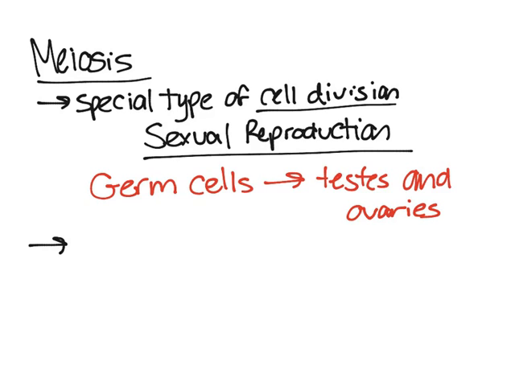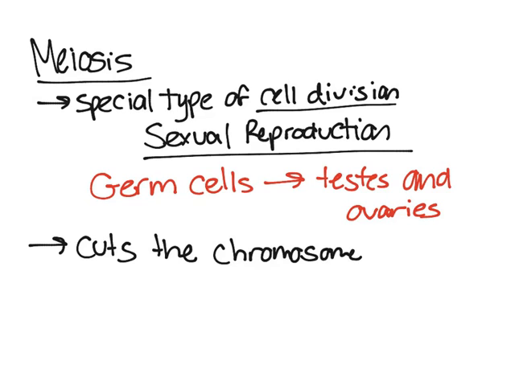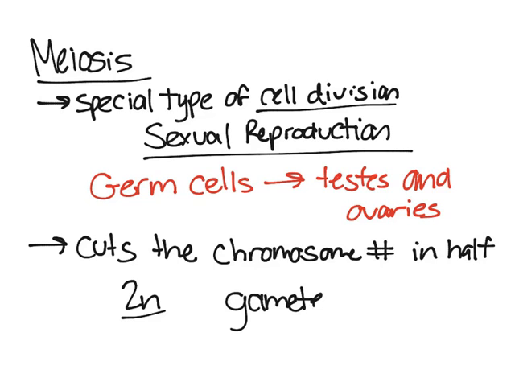And so the whole process cuts the number of chromosomes, so the chromosome number, in half. So as you know, us humans, most of our cells are 2N, meaning two sets of chromosomes, one from each parent. And so the gametes, which is sperm and egg, that's what occurs as a result of meiosis. They are only N, which means they only have one chromosome for each trait.